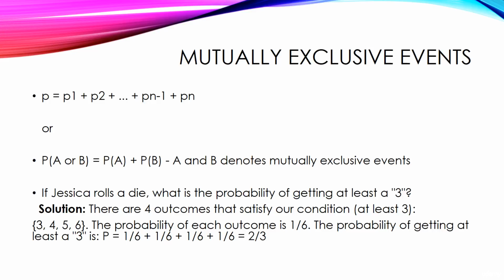If Jessica rolls a die, what is the probability of getting at least a 3? There are 4 outcomes that satisfy our condition. At least 3: it's 3, 4, 5, 6. The probability of each outcome is 1 by 6. The probability of getting at least a 3 is P is equal to 1 by 6 plus 1 by 6 plus 1 by 6 plus 1 by 6 is equal to 2 by 3.